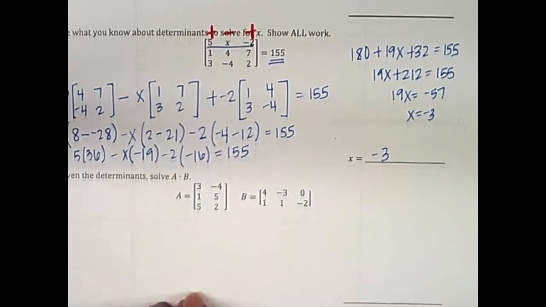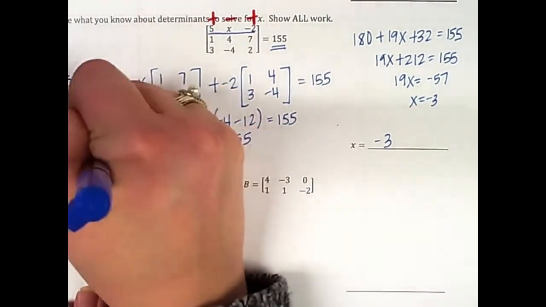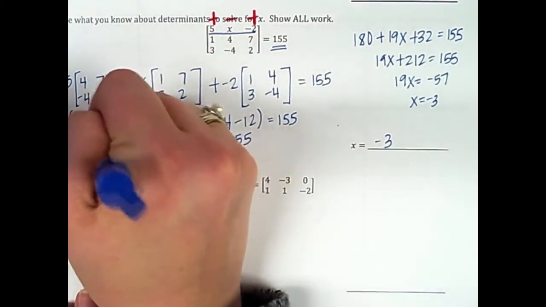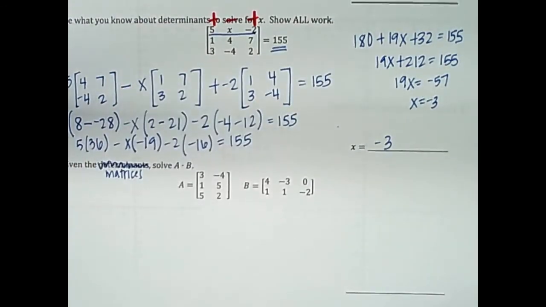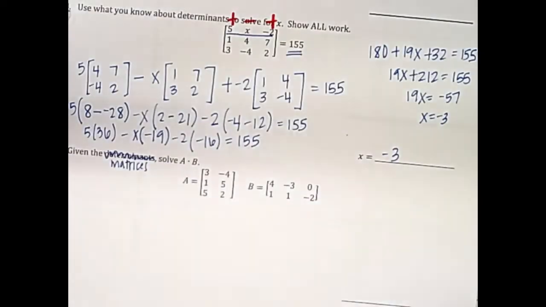Okay, so for number 9, it says given the determinants, which shouldn't be determinants, that should be given the matrices. Who typed this? Anyways, it says given the matrices, solve A times B. So let's do this one nice and slow so I don't mess it up, you don't mess it up, and we finally get how to multiply these.